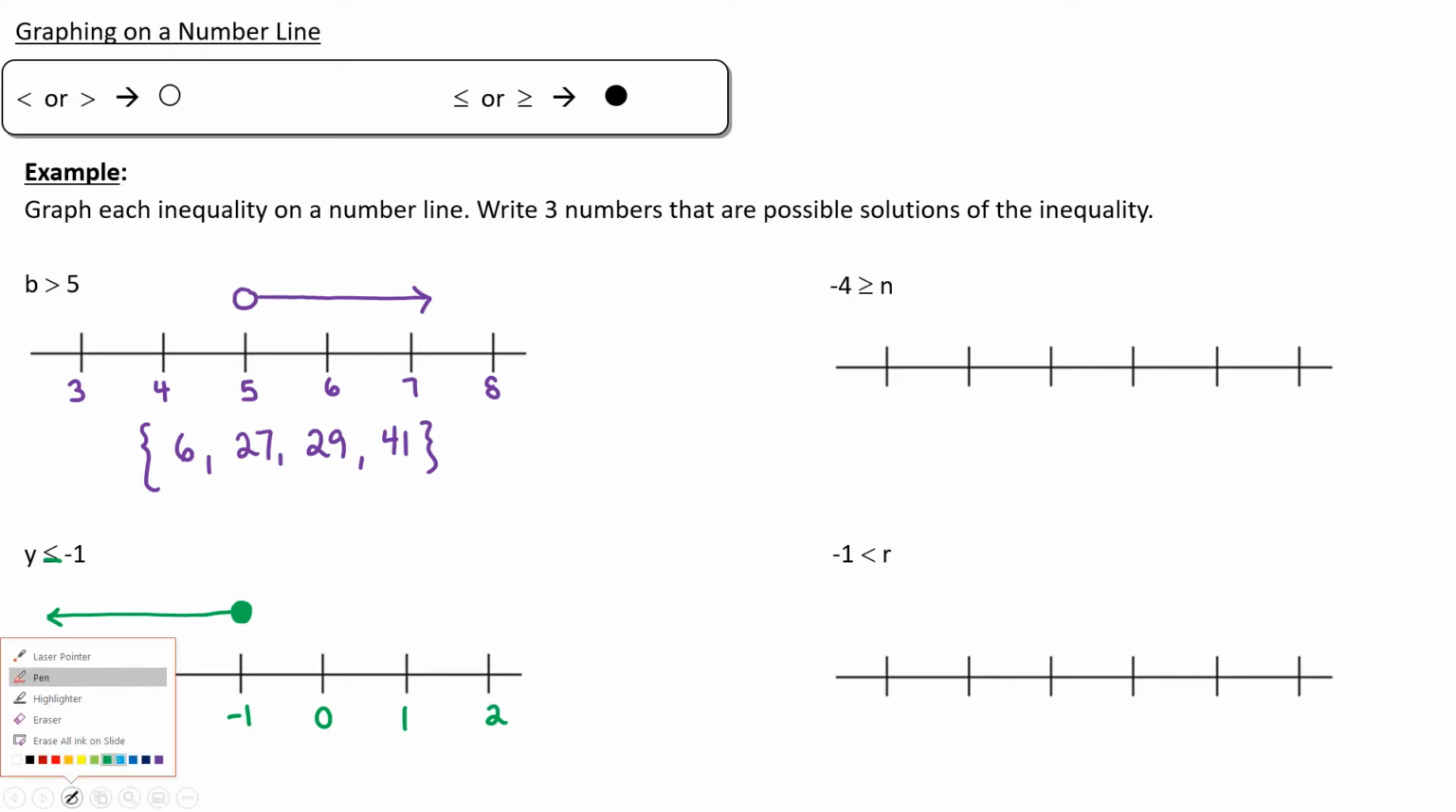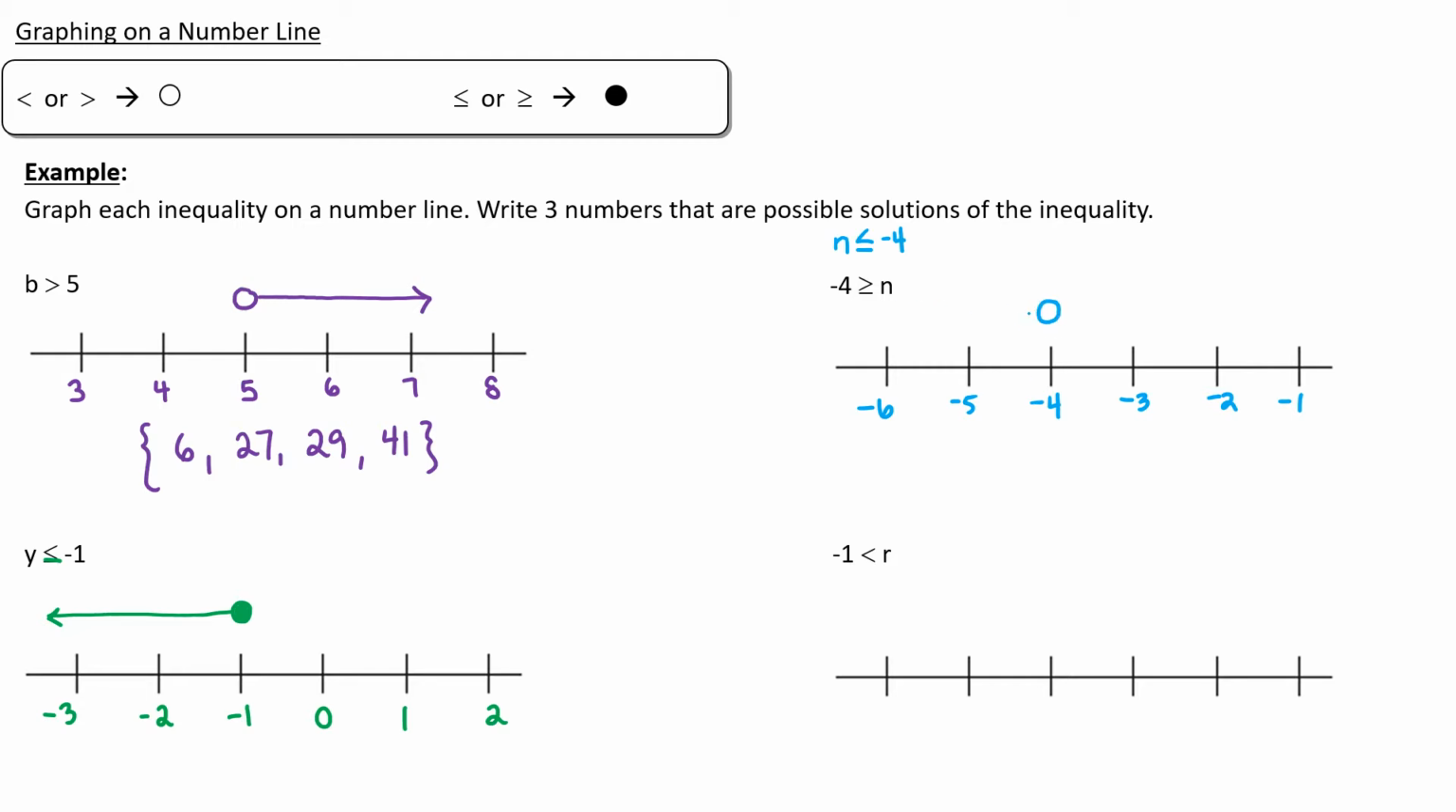Next up, negative 4 is greater than or equal to n. So that means that n is less than or equal to negative 4. If I wanted to turn this around, because I like the variable to be on the left-hand side, then we have to flip the inequality as well. So if I go to write this out, negative 4, and it has an equal sign, so I'm going to fill that in, and then I want to go that way to the left.